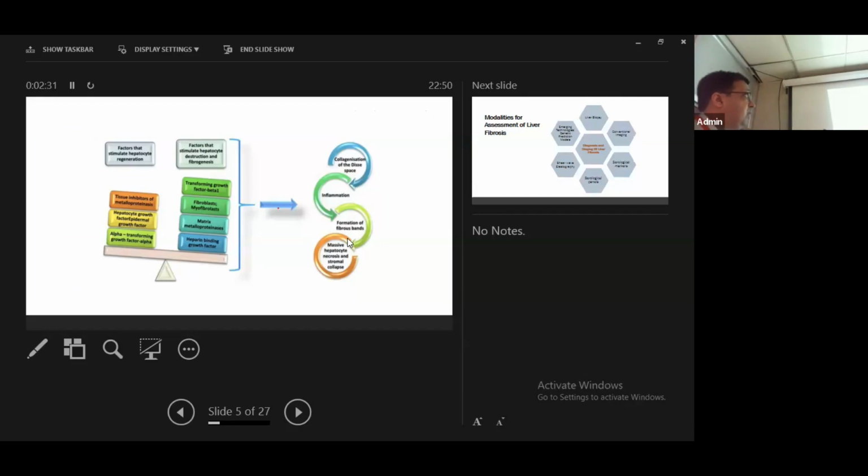So, liver fibrosis occurs due to an imbalance between the factors that stimulate hepatocyte destruction and fibrogenesis and the factors that stimulate hepatocyte regeneration. There is increased production of these factors and decreased production of those factors, leading to liver fibrosis.